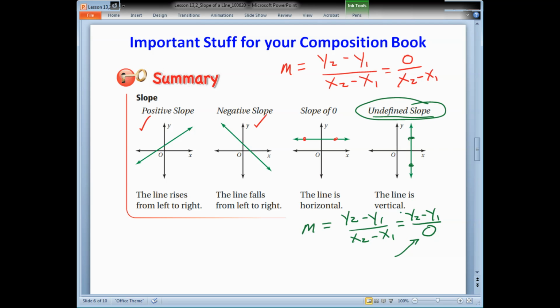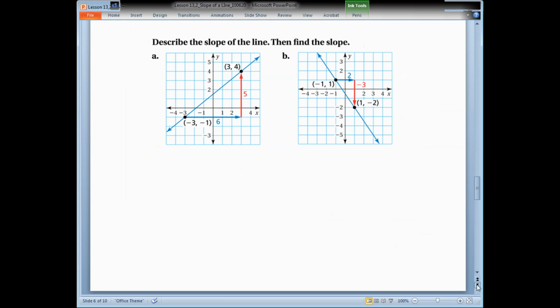Okay, so just think about how lines, positive slope, negative slope, you can kind of look at a line before you even calculate the slope and determine if the slope is going to be positive or negative, just by how it looks. All right, next. So let's describe the slope.